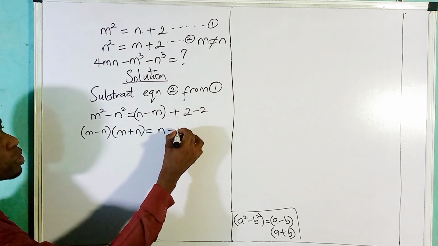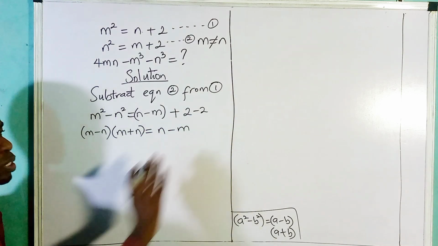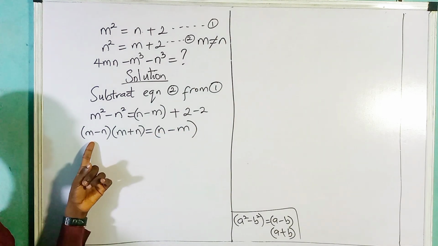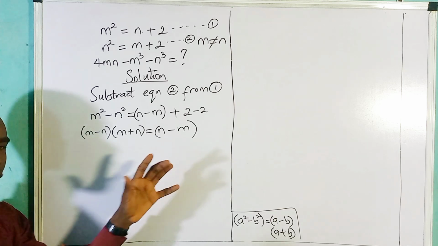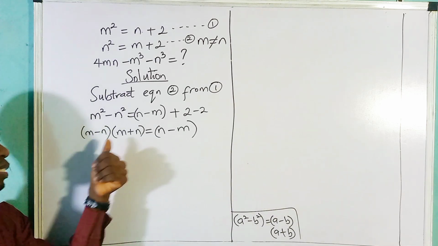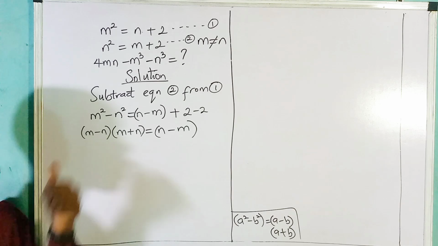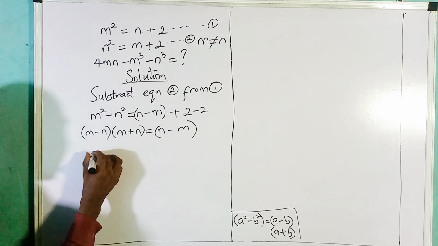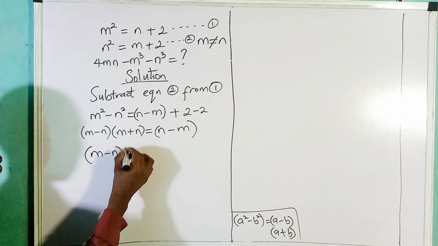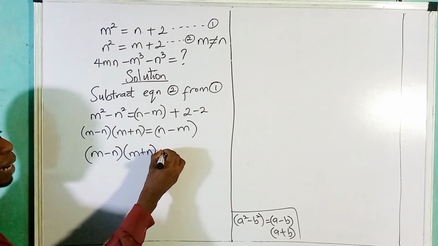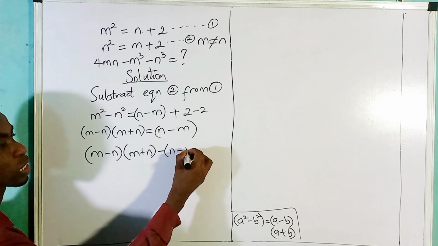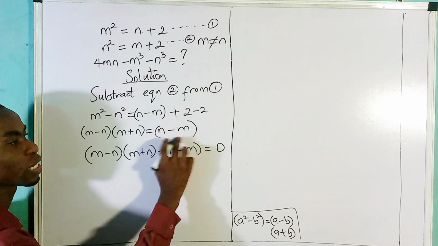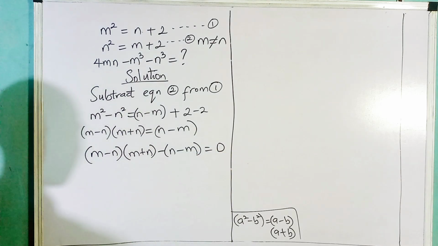And this is equal to n minus m. Well, we have m minus n here and n minus m here. There's a way I can flip it, and this will be the same as this, right? So why not bring n minus m to the left-hand side? We'll have m minus n into m plus n minus n minus m. I brought everything here, equal to 0, since nothing is left here.